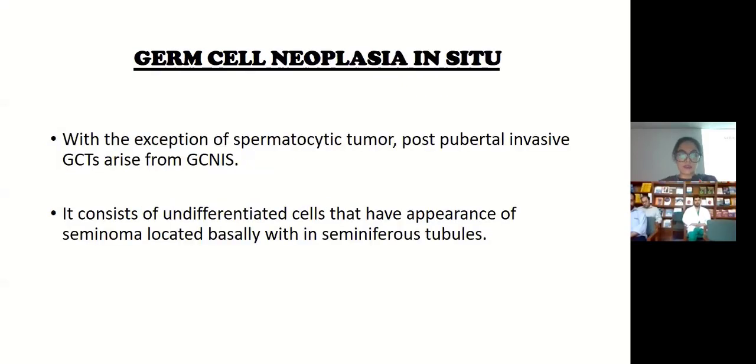Germ cell neoplasia in situ. With the exception of spermatocytic tumor, post-pubertal invasive germ cell tumors arise from germ cell neoplasia in situ. It consists of undifferentiated cells that have the appearance of seminoma, located basally within seminiferous tubules.